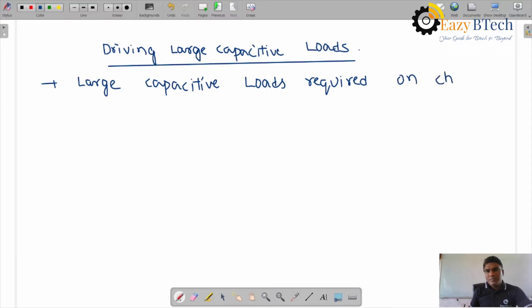On-chip to off-chip drive. Off-chip driving.